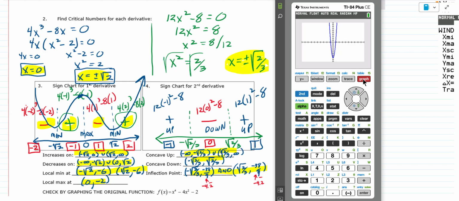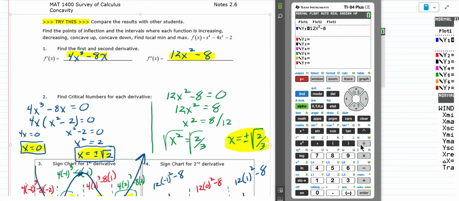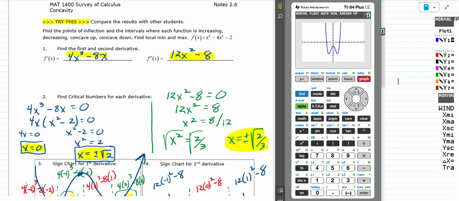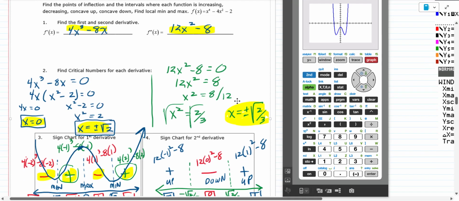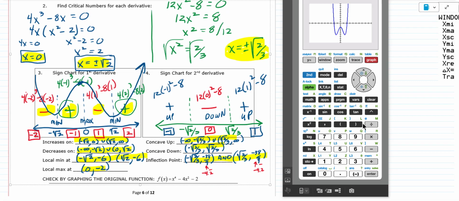So then when we go back to the original function, like I had a minute ago, let me just put that in one more time. So we have x to the fourth, and then minus 4x to the second, and minus 2. Back to the original graph, then I can trace out those inflection points to get those y values, and that's what I ended up doing. So if I traced at negative square root of 2 over 3, that'll give the y value negative 4.2. And I'm okay with the negative 4.2.